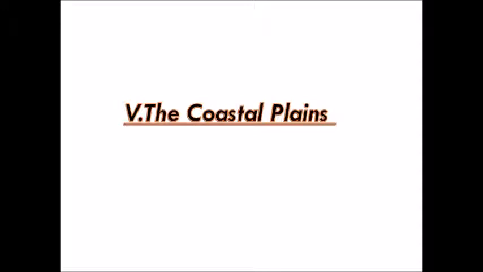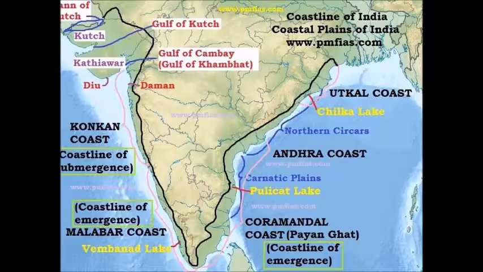The coastal plain. The peninsular plateau is flanked by a stretch of narrow coastal strips. Along with the Western Ghat and Eastern Ghat, these coastal strips are lying. One is in between the Arabian Sea and the Western Ghat, another is in between the Bay of Bengal and the Eastern Ghat. The western coast is sandwiched between the Western Ghat and the Arabian Sea, and this is a narrow plain.